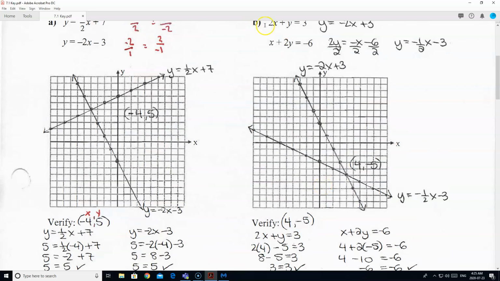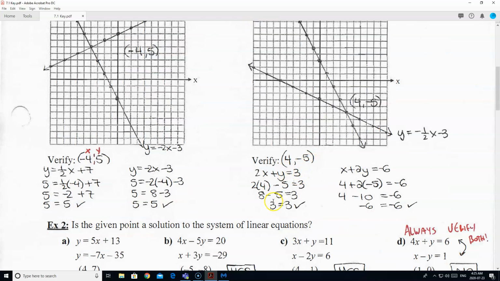So you plug it in for both of them, and you just check to see if the left side equals the right side. So plug the intersecting point, the x and y coordinates, for the x and y, and then if it does work out, that means it's correct.